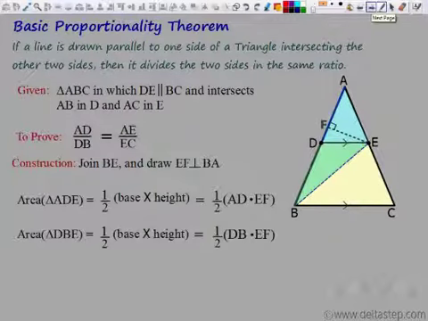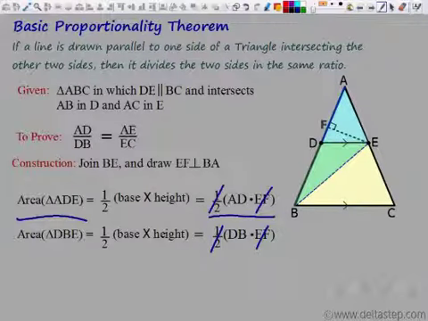So you get half into base into height. Base is DB, this side. Height is EF, the perpendicular from the opposite vertex. Now you've got the area of two triangles. I see a lot of things common in these two triangles. So what I do is, I'll divide these two areas. If we divide them, then what you see is EF would get cancelled. It's common in both. Again, half is also common in both. What you would be left with is AD by DB. So the area of this triangle divided by the area of this triangle would give me AD by DB.